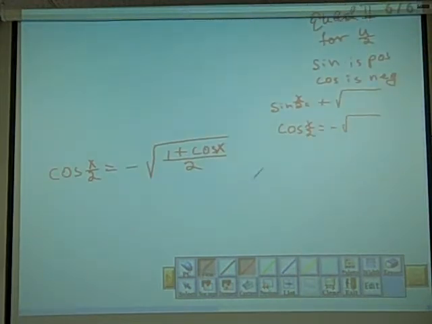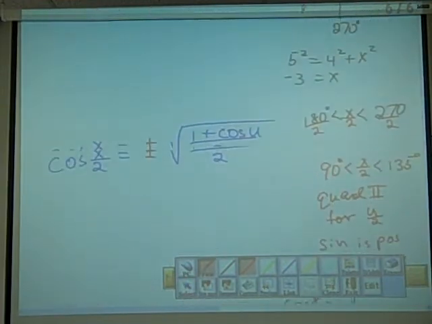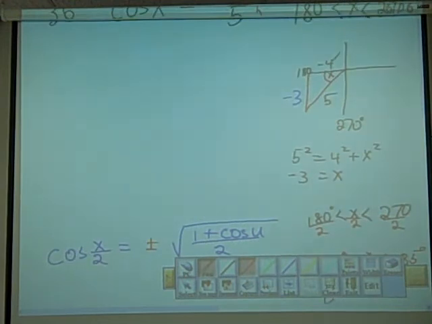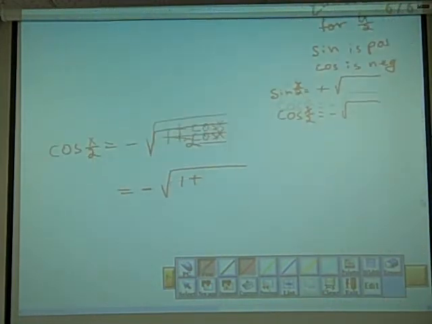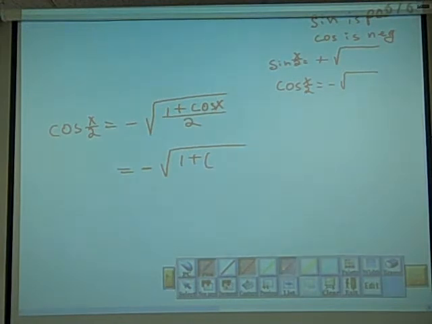Alright, so that'll be a minus square root 1 plus. Now cosine up here is a negative, cosine is adjacent over hypotenuse, so that'd be negative 4 over 5. Okay, so we put in a negative 4 over 5 here, and that will be over 2, and this 2 is in the radical sign.